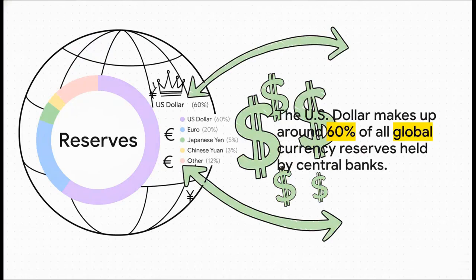Okay, to really get a picture of just how massive this is, look at this. This shows what the world's central banks, the big national banks, are holding in their savings accounts, their reserves. The US dollar makes up a staggering 60% of all of it. Just for comparison, the euro is a distant second at 20%, and everybody else, barely on the chart. This isn't just a lead, folks. This is total command of the field.